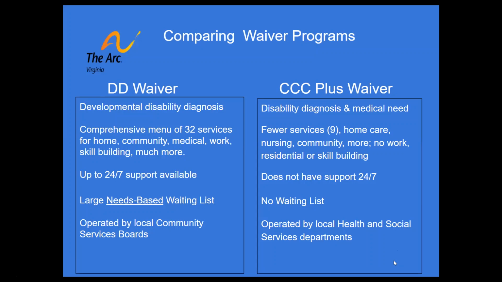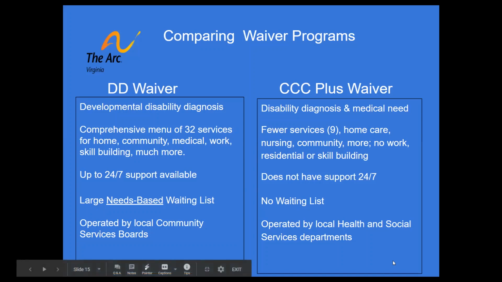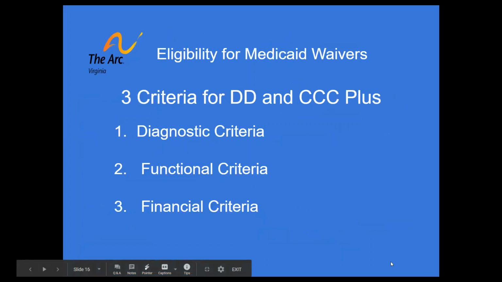For the CCC Plus waiver, a person must have a disability diagnosis. It does not have to be a developmental diagnosis, and they must have a medical need. The CCC Plus waiver has fewer services. It has 9 services that are more limited to supports in the home, nursing, self-care, some community support, and more, but no work or residential or skill building services. It does not provide 24/7 supports. The CCC Plus waiver does not have a waiting list. It is operated by the local health and social services departments.